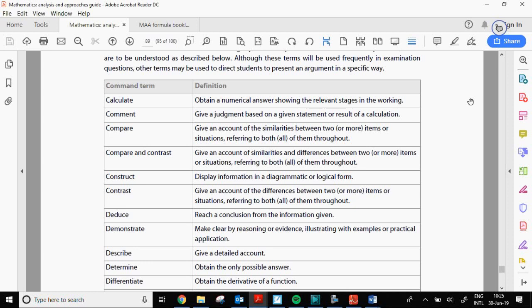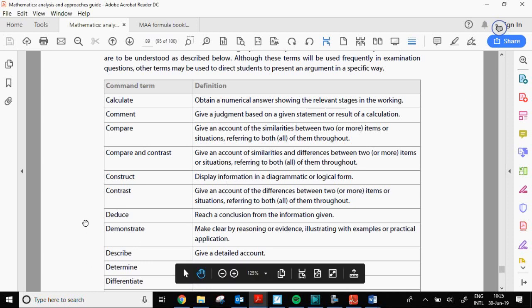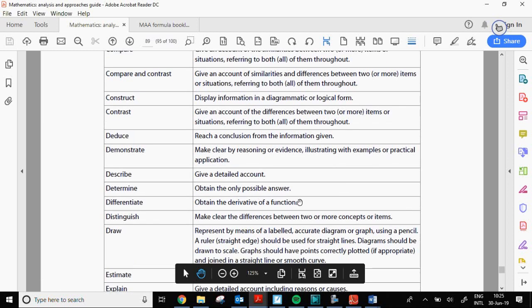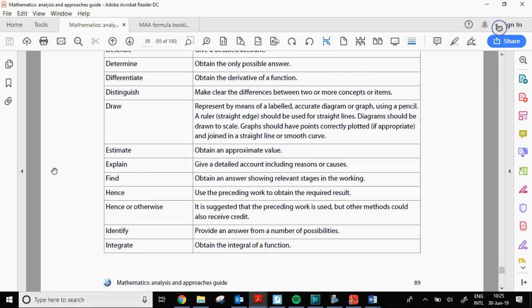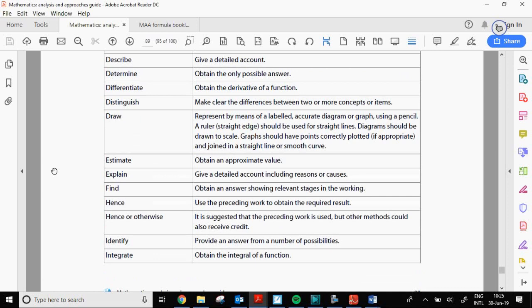Okay, next I want to go down here to determine. So determine says obtain the only possible answer. Determine doesn't really say that we need to show any work. So I think for determine we can just write down what the answer is. You might have work to do, but you don't necessarily have to show it.